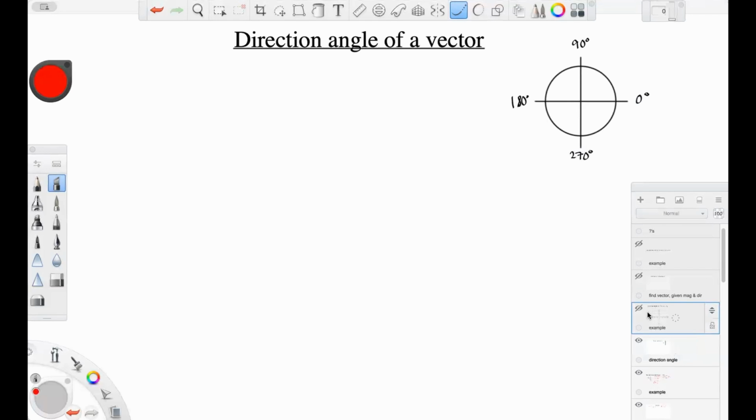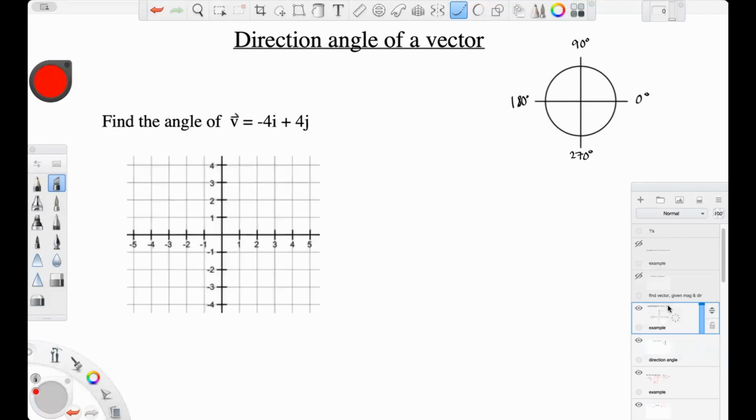All right, so let's look at an example to kind of lock this all together. Here we're given the vector v is negative 4i plus 4j, and we want to find the direction angle of the vector. So we want to describe in degrees what is the direction of this vector. We'll start by sketching the vector. Vector v, negative 4i plus 4j, I'm going to draw out as a position vector. From the origin, I'm going to go to the left 4 and then up 4. So there's our negative 4i, positive 4j. Let me just put arrows on both of these.